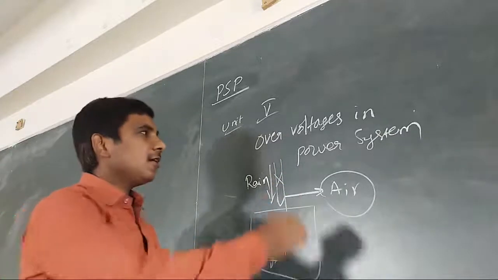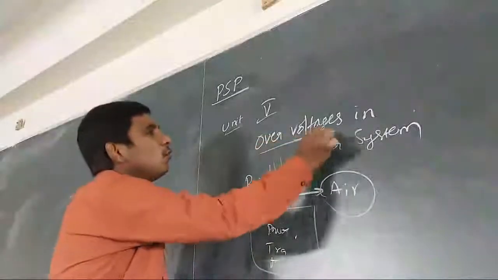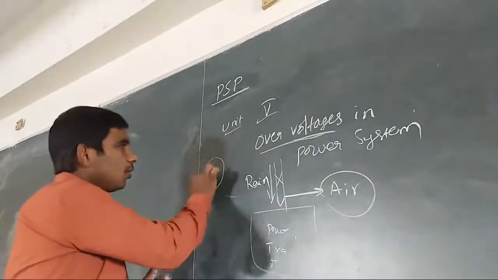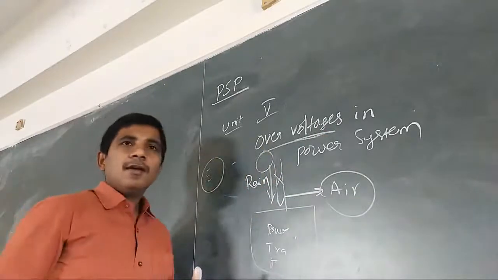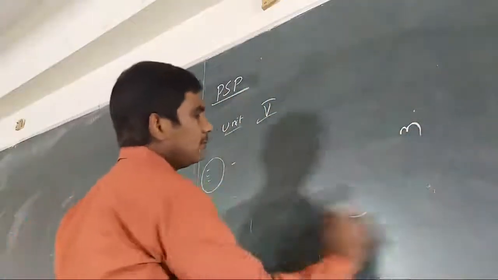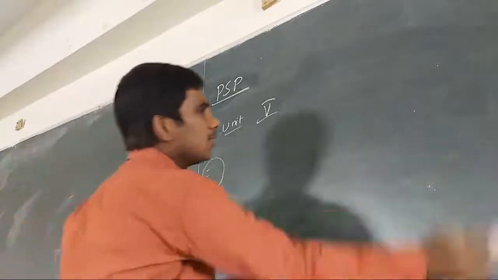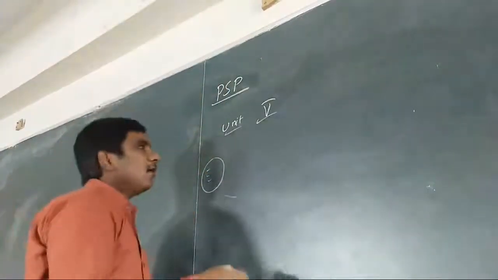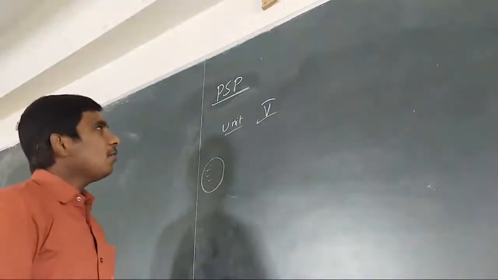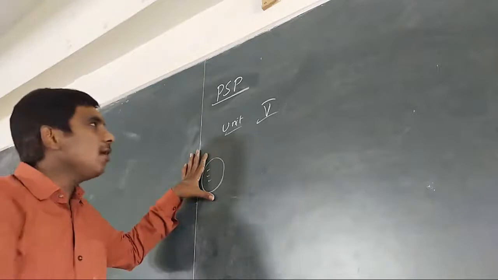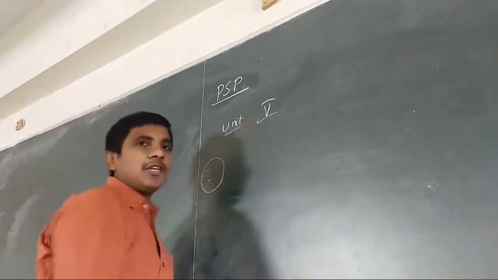You already know how over voltage appears during lightning. Between two clouds a lightning surge will happen. During the rainy season you can observe this over voltage in the power system. A sudden rise of voltage is known as a surge. How to protect? Surge diverters, surge arresters and lightning arresters all come under over voltage protection.